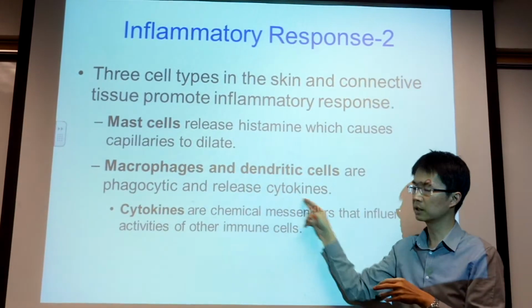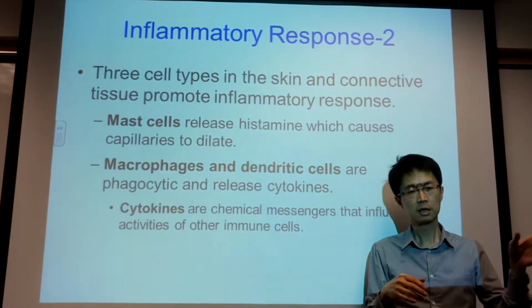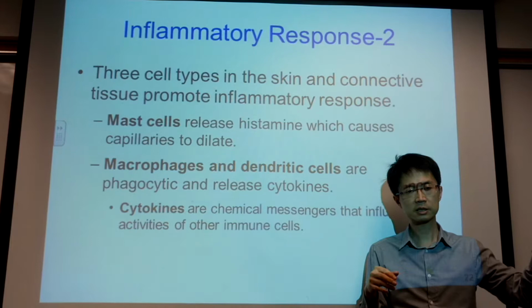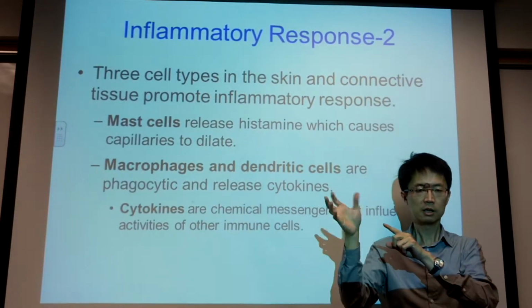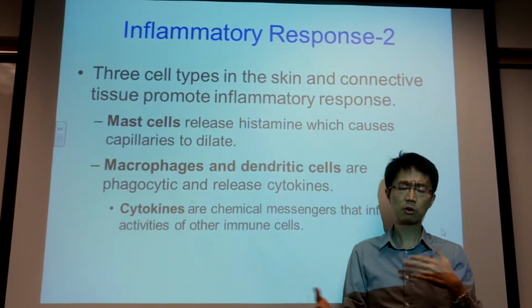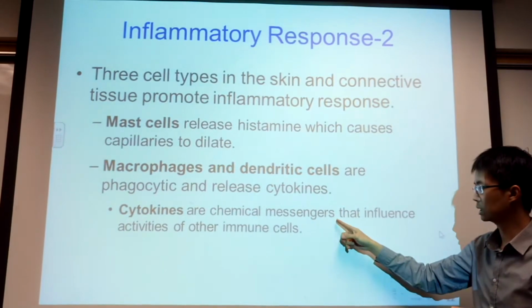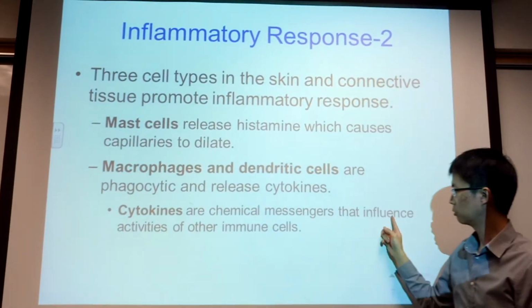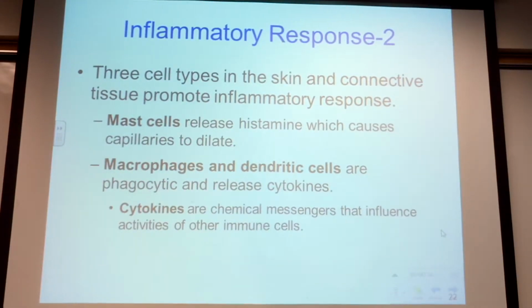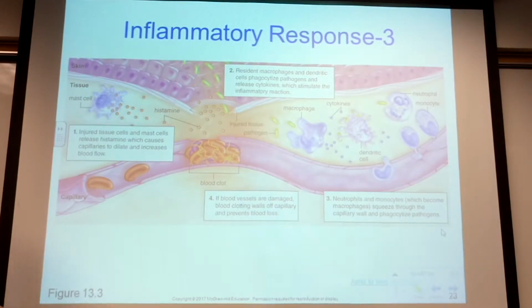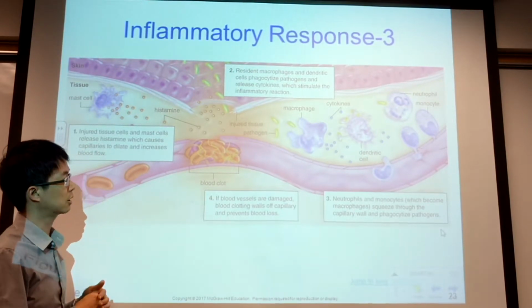Cytokine, what is a cytokine? A cytokine is a cell-to-cell signaling molecule, meaning that one cell will secrete a cytokine molecule that will go to another cell to tell the other cell what to do. That is what we call a cytokine. So a cytokine is a chemical messenger that tells other immune cells what to do and influences the activity of other cells. So this is the graphical representation of what we just talked about.